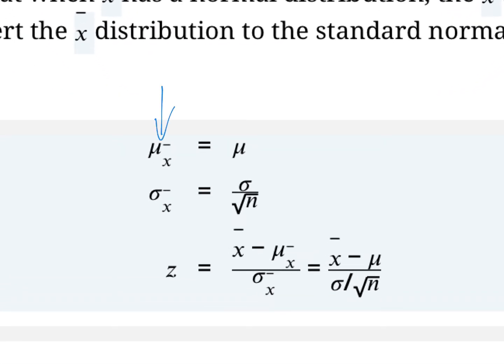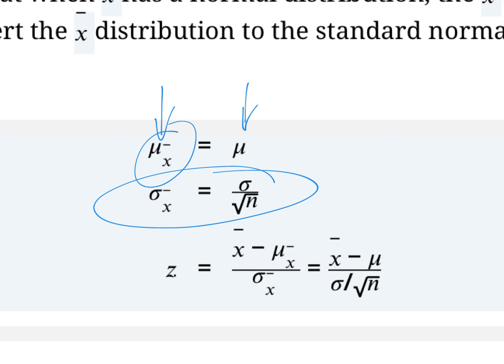The mean will never change. The mean will never change. So this is called the mean of all the x bars. It's the mean of the sample means. It is going to be whatever mu is. So they're going to give you that. This is what you got to remember. This is your standard error. Okay? And then this should look familiar to you. We're going to take a data piece, subtract the mean, divide by the standard error.